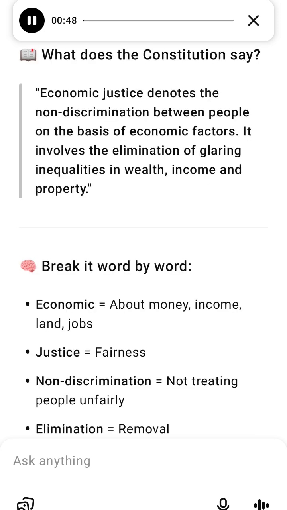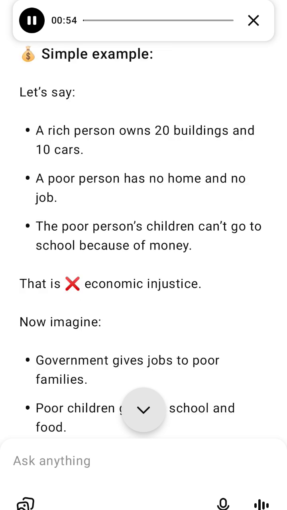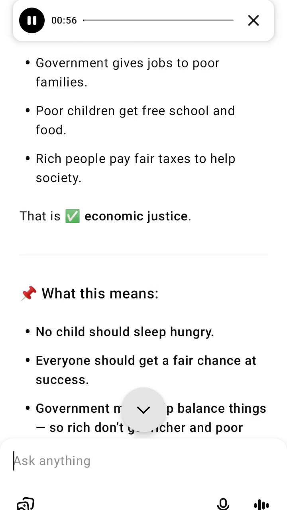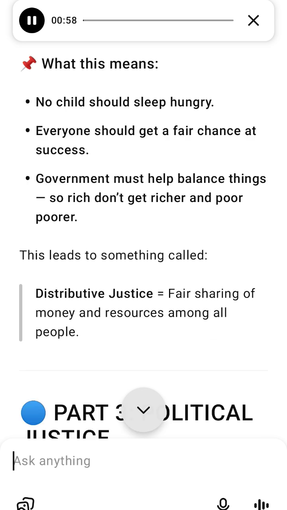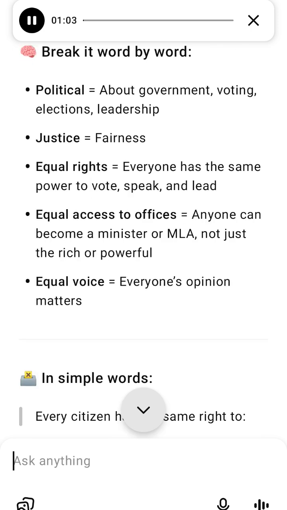What economic justice wants: everyone should have basic needs: food, house, education, medicine. Opportunities to earn money must be equal. No one should be left behind just because they were born into poverty. How is it done? Welfare schemes for the poor, free education and healthcare, fair wages for workers, taxation to reduce inequality. This is also called distributive justice, meaning the fair sharing of wealth among all.